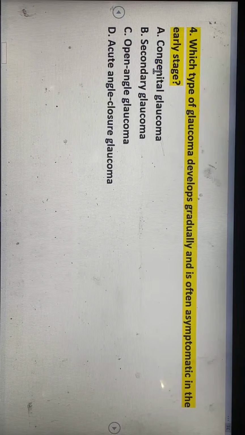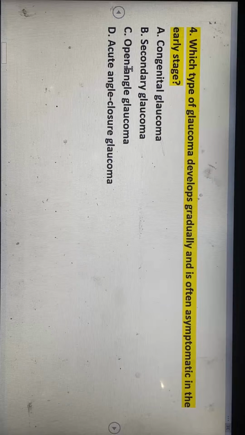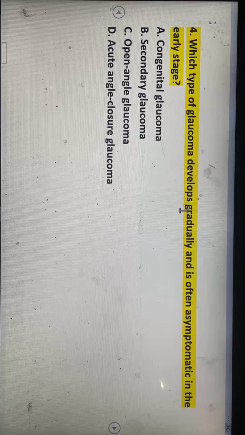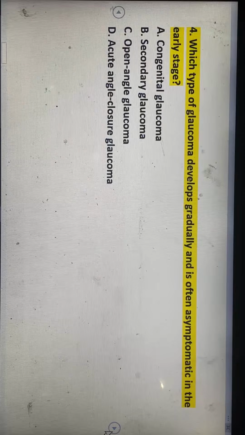And if you choose A, you are wrong. If you choose B, you are wrong. If you choose C, you are correct. So the right answer is what? Open angle glaucoma. It develops gradually and is often asymptomatic in its early stage. So that word gradually is the key word you should not forget.